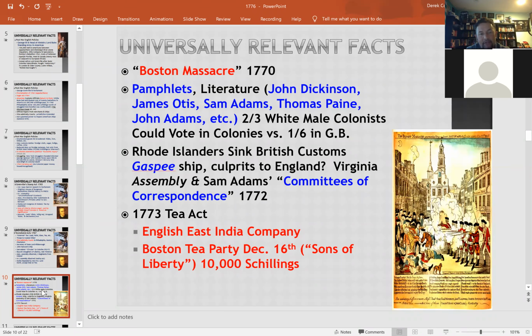And then in 1773, the Tea Act was passed. It gave the English East India Company a monopoly on selling tea to the colonies. So on December 16th, disguised as Native Americans, the local Sons of Liberty chapter of Boston came and dumped 10,000 shillings worth of tea into Boston Harbor.